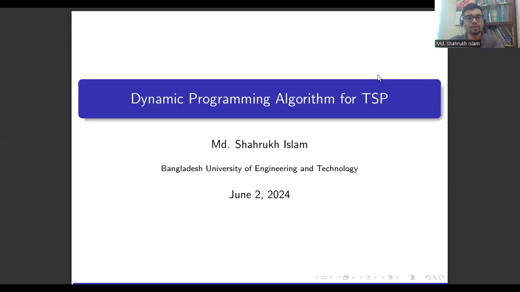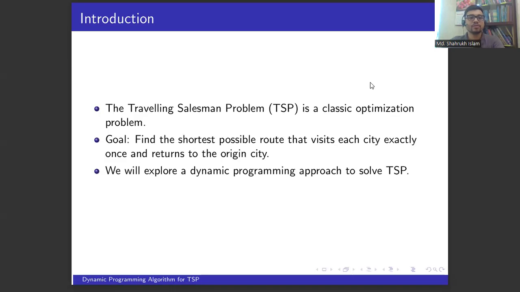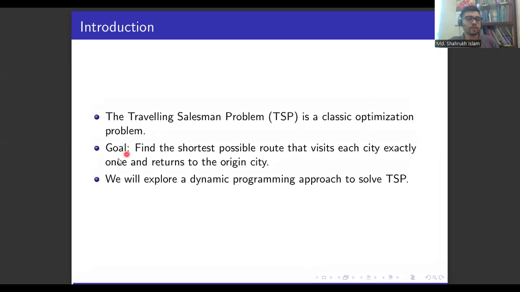So let's dive into the topic. What is the traveling salesman problem? The traveling salesman problem is a classic optimization problem. What is the goal of this optimization problem? This is actually a minimization problem. We have to find the shortest possible route that visits each city exactly once and returns to the origin city. That means it will create a cycle. And we will explore dynamic programming to solve this problem.